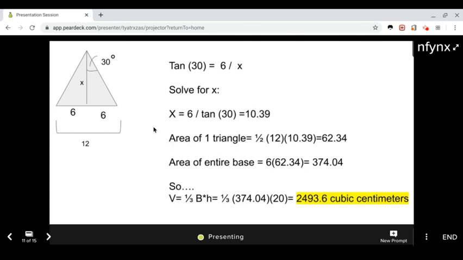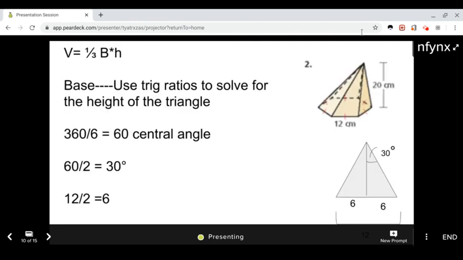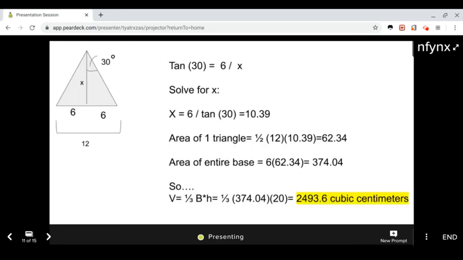And so the area of one triangle is a half, the base is 12, and then the height is 10.39. And so that's 62.34. Now that was the area for one triangle, but if you remember, there were 6 sides, so technically 6 individual triangles that you could have broken this into. So I'm going to multiply this area by 6, and so the entire base now is 374.04.